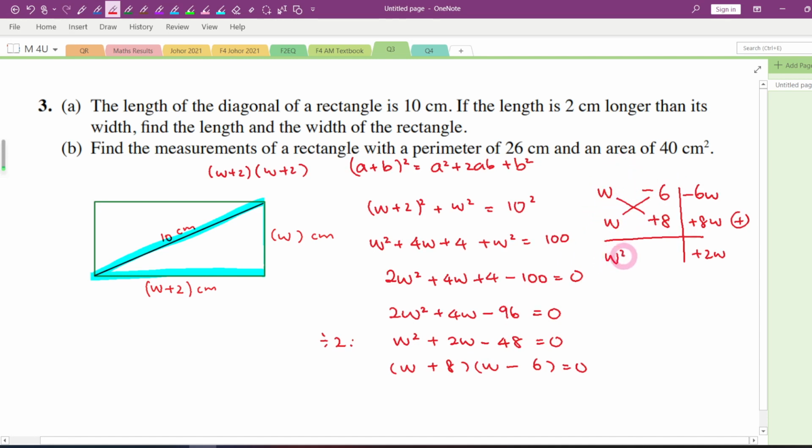Let me double check my factorization. W times W, you get W squared. These two multiplied together, you get this one, correct? So negative 6 times positive 8, you get negative 48, correct? So our factorization is correct.